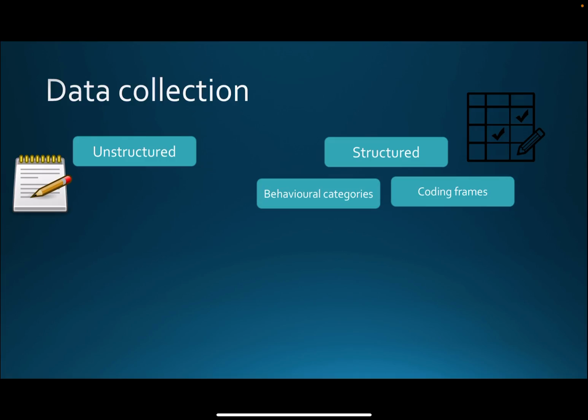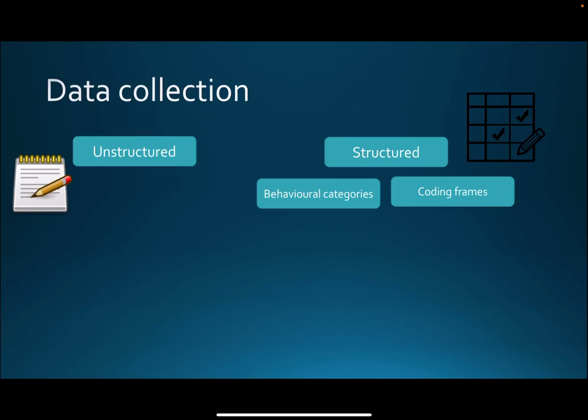The next thing you'd have to think about is how you're going to collect your data in your observation. There's two ways you can do that. One is called unstructured, and that just means you observe without any predetermined categories of what you're going to observe. You literally just record absolutely everything that happens whilst you're watching. You note down every behaviour you see. Obviously, there's going to be lots of detailed data there.